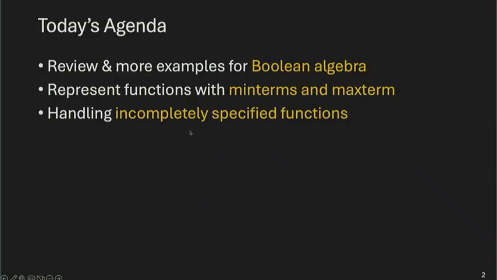So here's today's agenda. I'm going to start by reviewing Boolean algebra and then providing you with more examples. I read some of your feedback from week 1, and many of you are looking to see more examples in lecture. So here they are. And then we'll see how to represent functions in a generalized sum of products or product of sums form, which are called minterms and maxterms. And finally, we're going to deal with incompletely specified functions, functions which have some input patterns that are known to never appear.